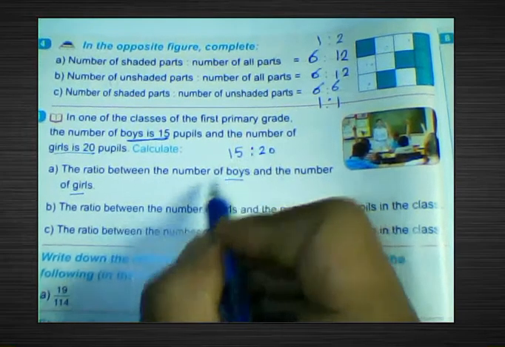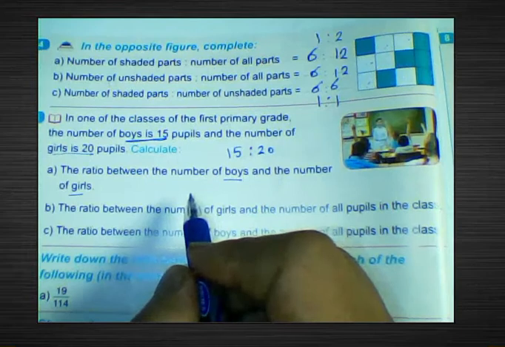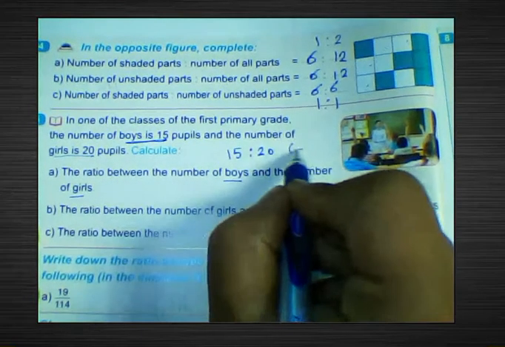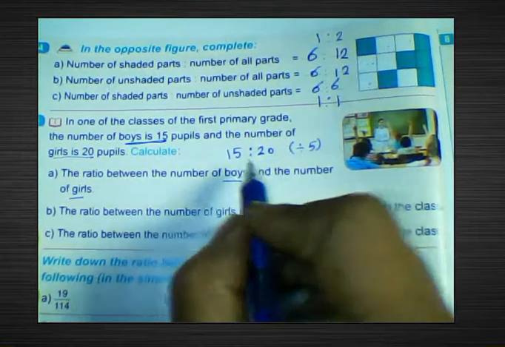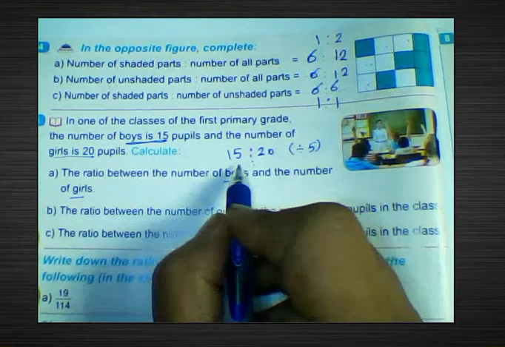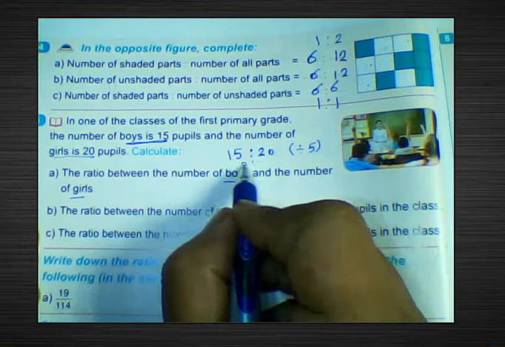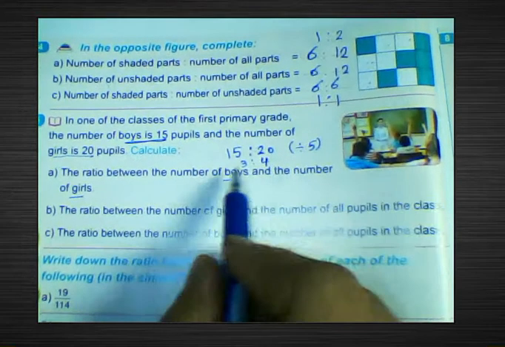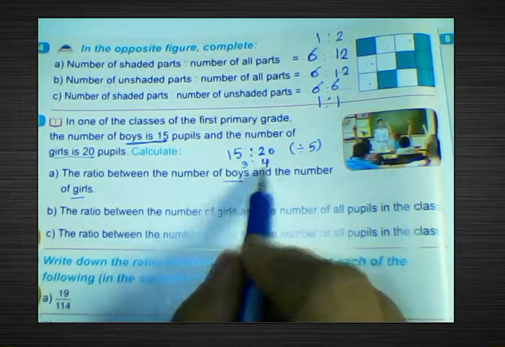We can simplify it. We can divide it by 5, because 15 and 20 are in the table of 5. 15 divided by 5 equals 3, 20 divided by 5 equals 4. So the ratio between 15 and 20 equals 3 to 4.